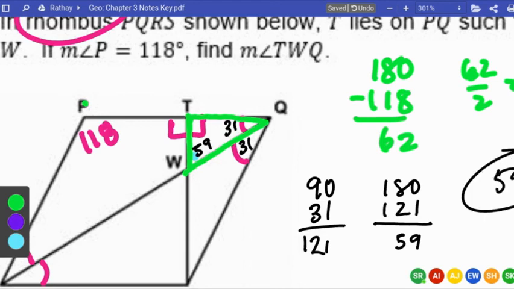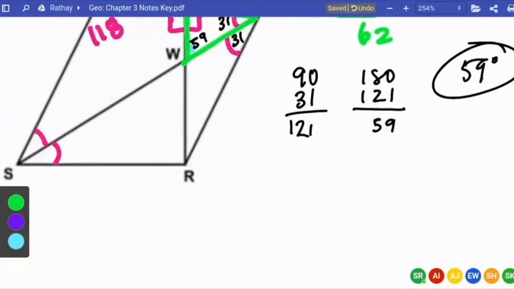I went through it quickly and walked you through it, but you are going to have to do some thinking. Look for linear pairs, look for triangles, look for right angles, look for vertical angles. Don't forget those properties of parallelograms. They can hide things in diagrams that you just overlook. So be careful when you're dealing with these.